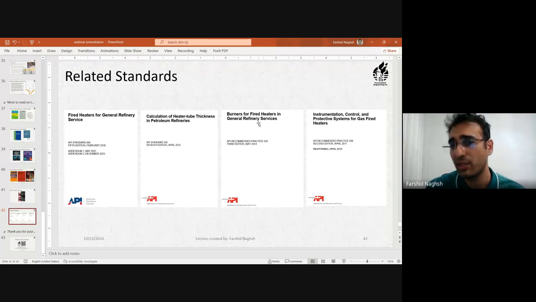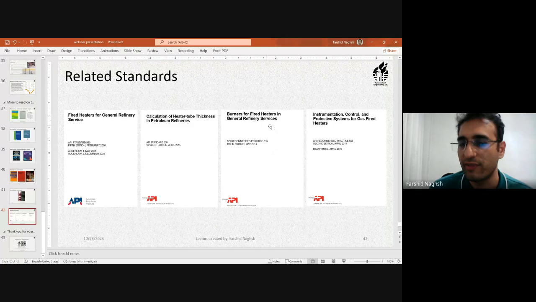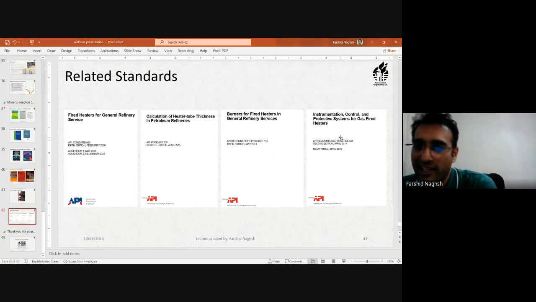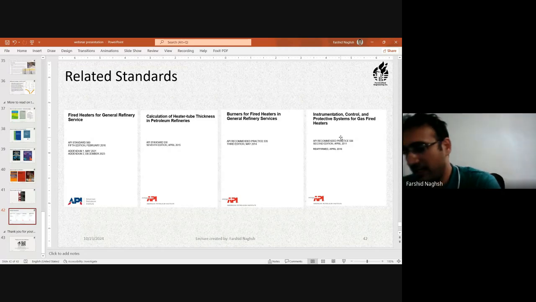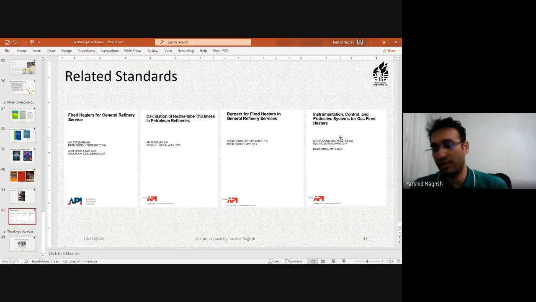535 for burners. But remember that these burners are, as I remember correctly, gas-fired burners. They are not applicable for liquid fuel burners. And also one of the most important and yet not very much paid attention to standards is API 556, which addresses the different instrumentation and control and protective systems that are required for a successful design of a heater.